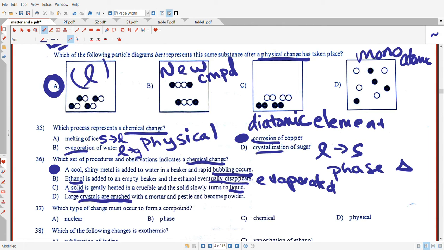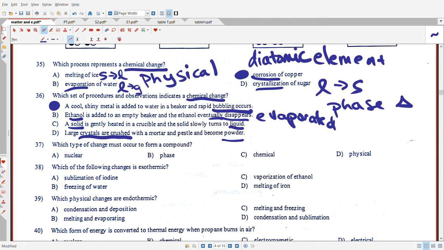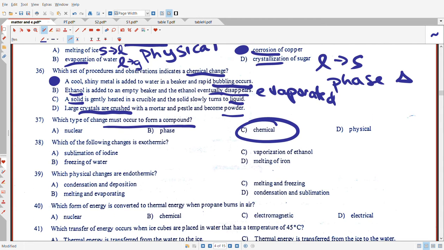Here, large crystals are crushed. Crushed is just a physical change again. What type of change must occur to form a compound? Chemical change.